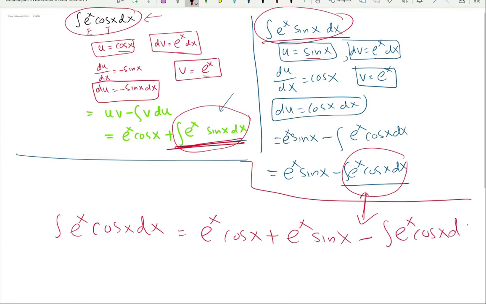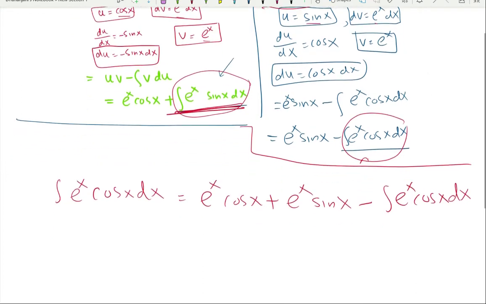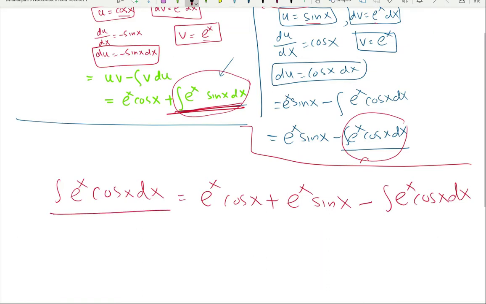Now this repeating loop has an interesting property, because look what we started with. We started with hoping to integrate e to the x cosine x. But now look what we have here, e to the x cosine x, but with a minus. Think about this one: x equals 2 minus x. What is x? How can you solve this?